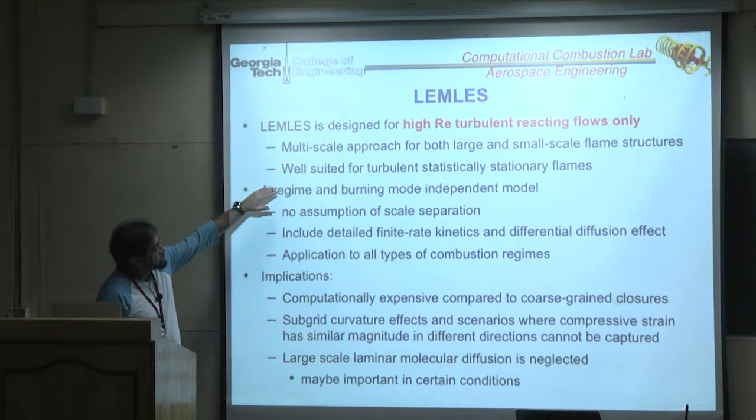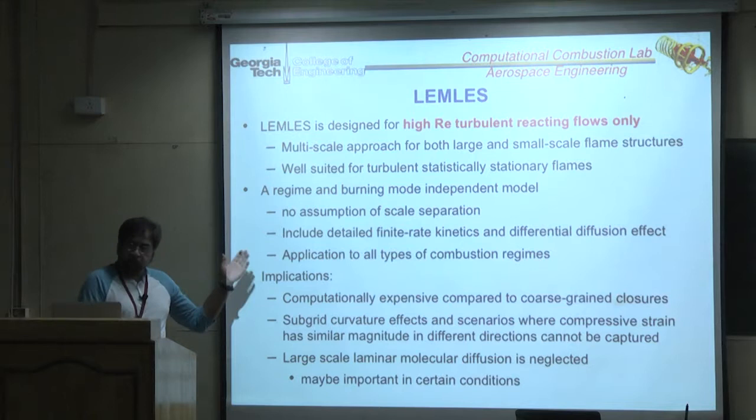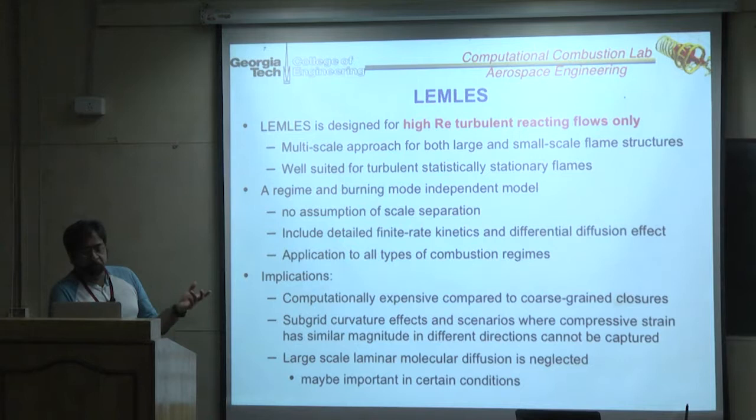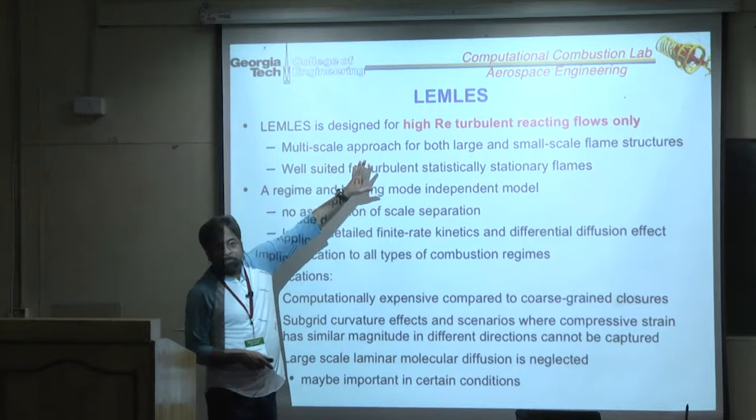And so it is well suited for what we call statistically stationary flames. That means the flames that are just sitting and burning like that. If the flame is just moving from one point to another point, then it won't work. But like a Bunsen burner, jet flames, rearward facing step, those are all statistically stationary flames. That means the flames are anchored, they're staying there, they're wrinkling and fluctuating, but they're not flying off the surface. So this model is mostly suited for this kind of problem, and it's also suited for high Reynolds number flows.